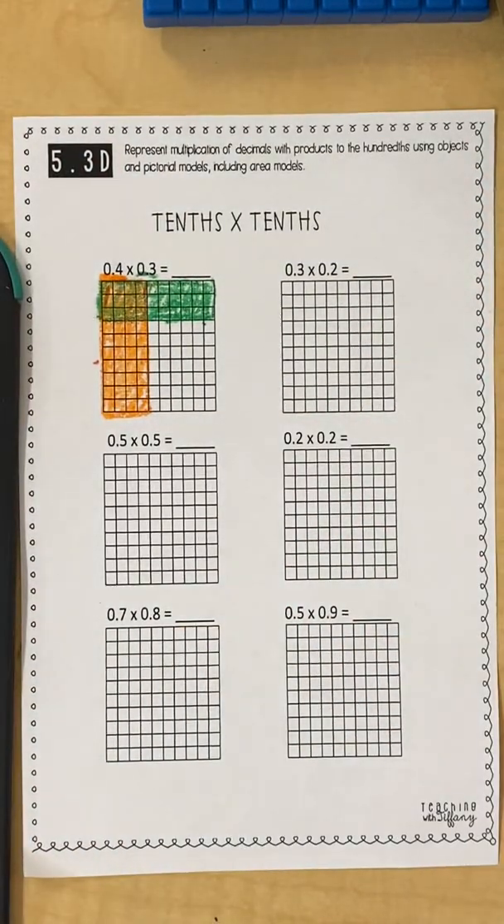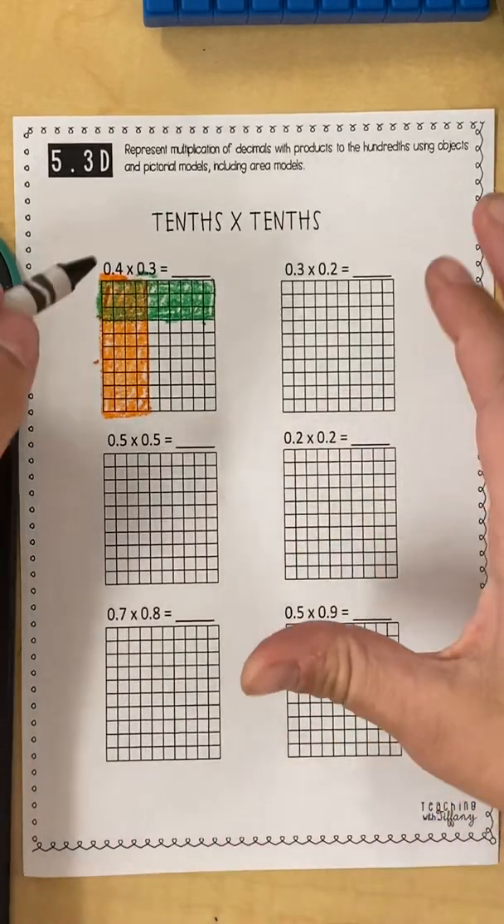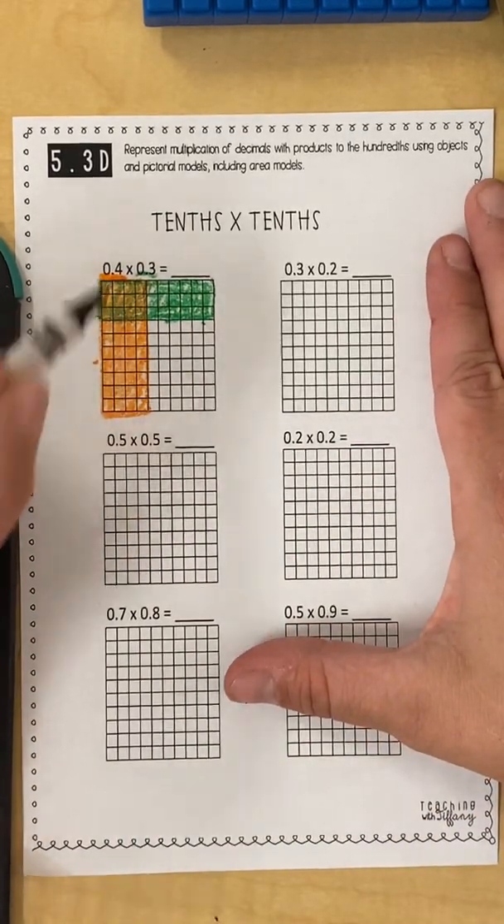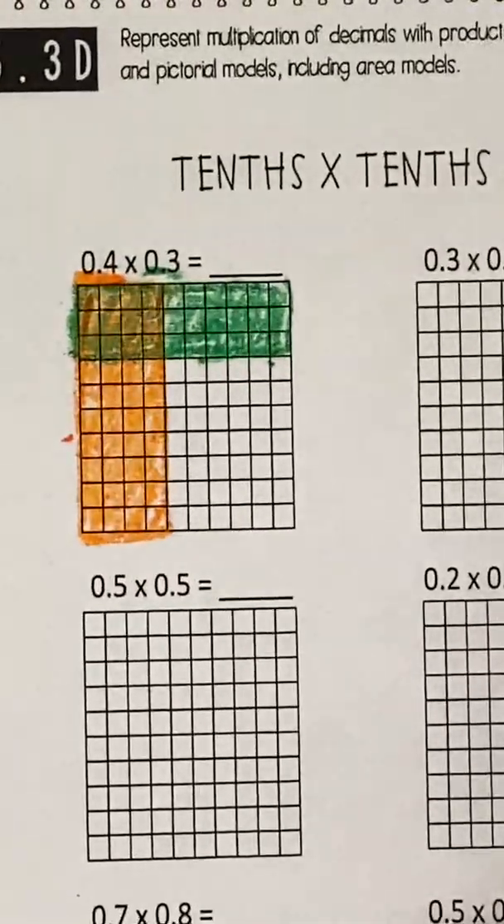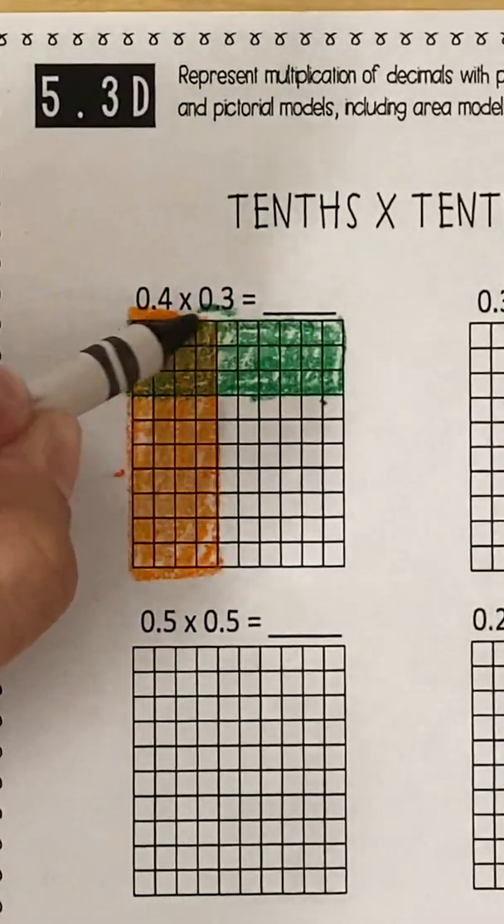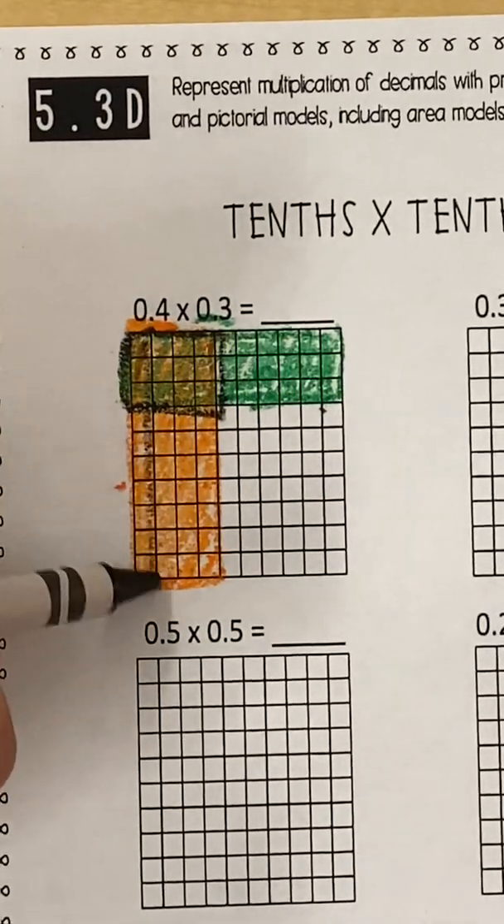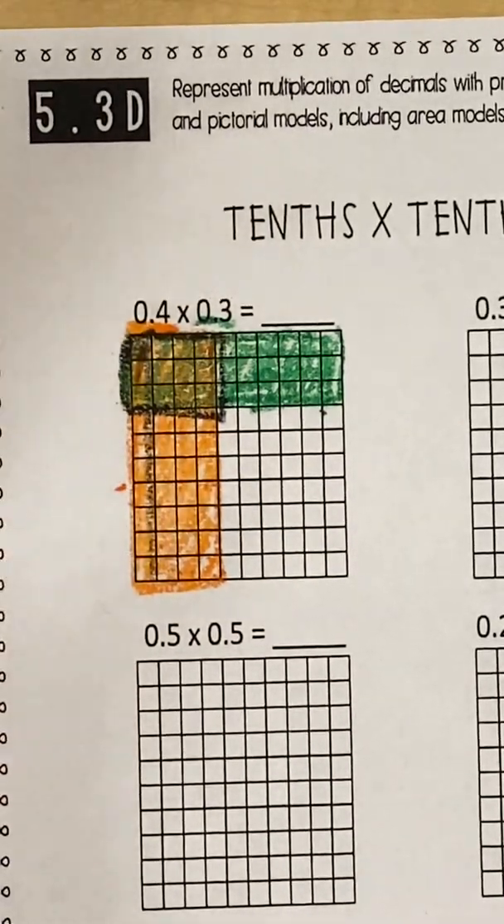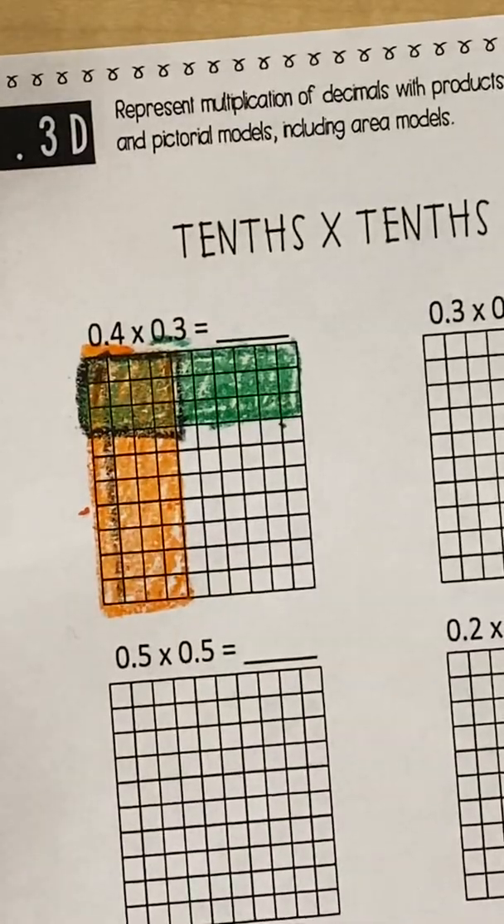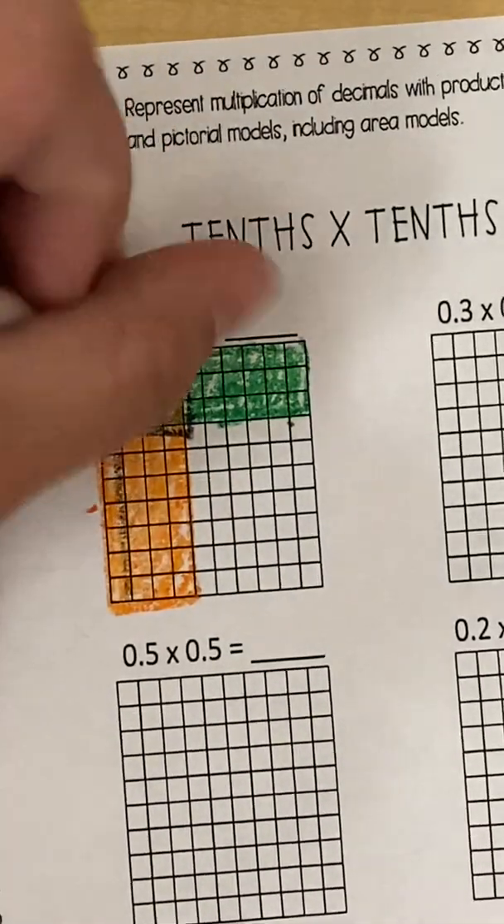So my answer to this problem is going to be all the boxes that are shaded in with both colors. Now if you look, I have this section right here that's shaded in with both colors. Now if this one row is a 10th, this one box is going to be a 100th. So I'm going to count how many hundredths have both colors.